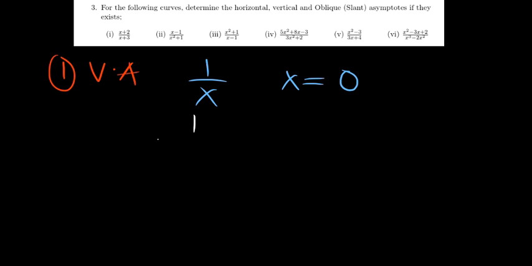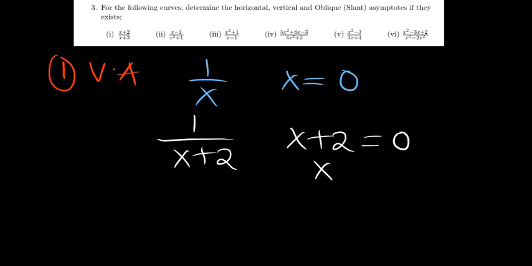For the vertical asymptote, simple and straightforward, these occur when the denominator is equal to 0. In this case, 1 over x when x is 0. If you have 1 over x plus 2, or whatever denominator, whenever the denominator is equal to 0, that is going to be a vertical asymptote. Very important. So vertical asymptotes occur when the denominator is equal to 0.